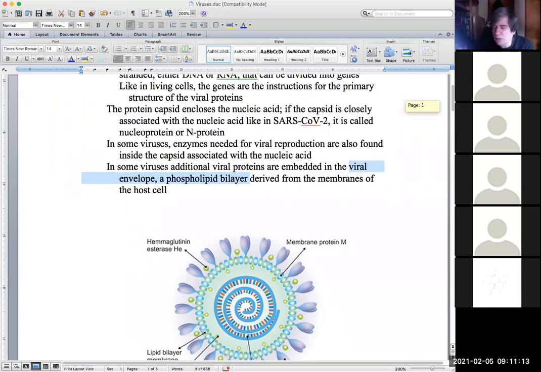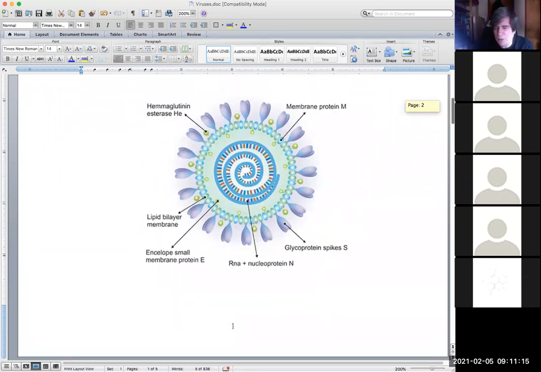So let's look at a virus, one that's been in the news a lot lately. Let's look at SARS-CoV-2, which is the name of the virus. Notice COVID-19 is actually the name of the disease that this virus causes. But the virus itself is SARS. It's in a group of bacteria that cause severe acute respiratory syndrome, SARS. And it's a coronavirus, that's the CoV.